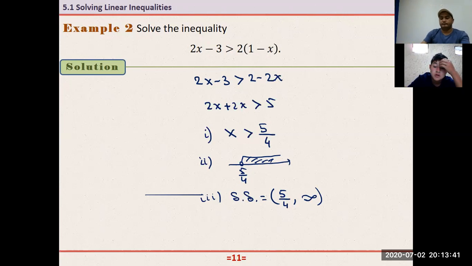4x divided by 4, it's x. And 5 divided by 4, it's 1.25. 1.25 is greater than x, maybe. I don't know.